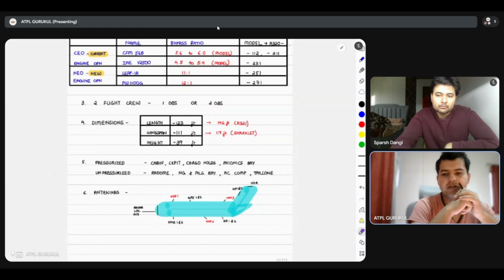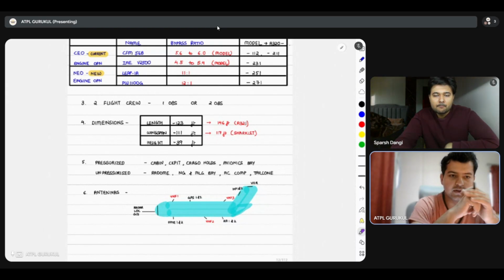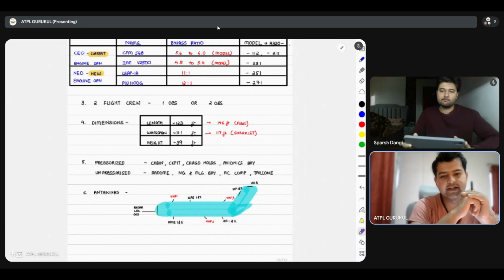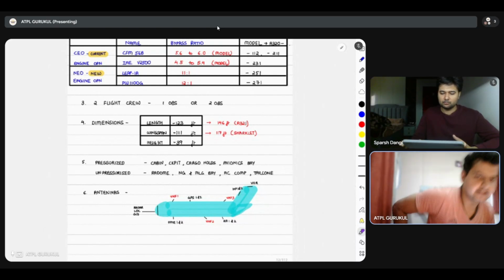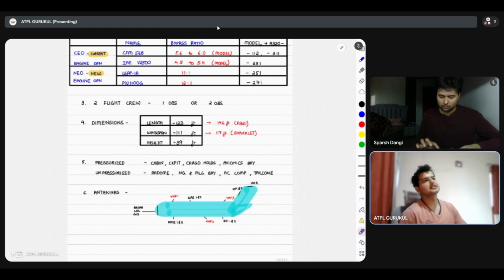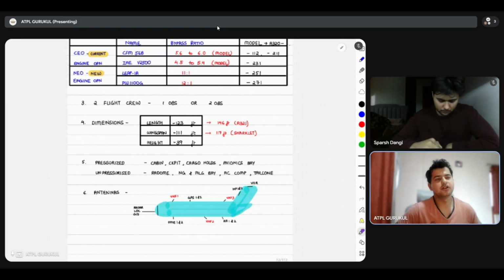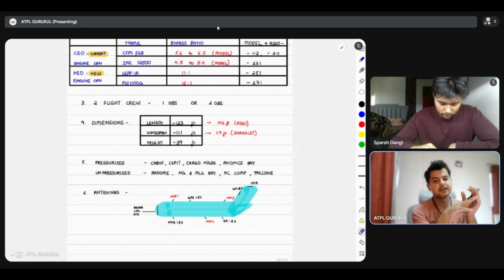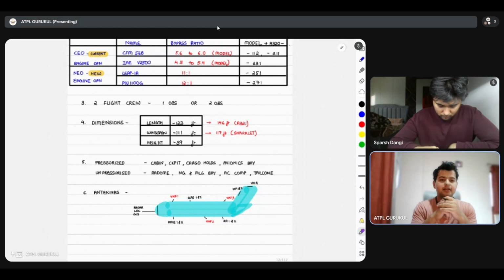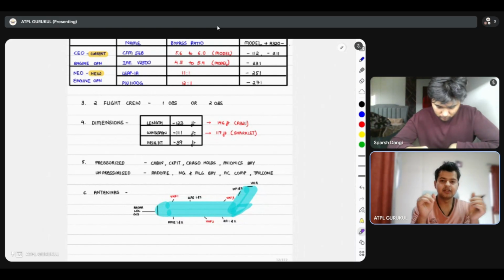Okay. Let's resume. Open your FCOM and again go to pressurized and unpressurized compartments. When you go to pressurized and unpressurized compartments, a direct question gets asked from here. What components or compartments are pressurized and what components and compartments are unpressurized? See, there are only 3 to 4 things which are pressurized.